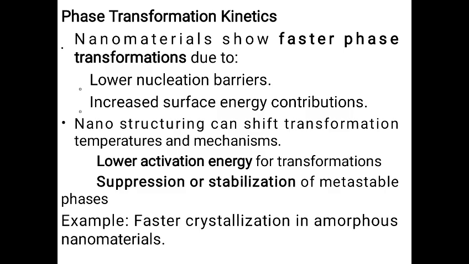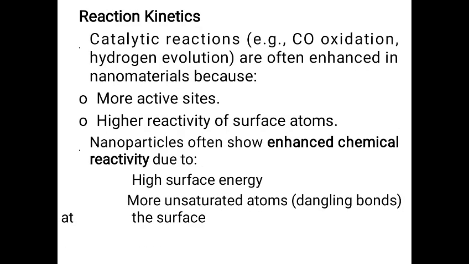Phase transformation kinetics. The nanomaterials show faster phase transformations due to lower nucleation barriers and also increased surface energy contributions. Nanostructuring can shift transformation temperatures and mechanisms, and lower the activation energy for transformation. Suppression or stabilization of metastable phases also can be the reason for the temperature and mechanism change. Example, faster crystallization occurring in amorphous nanomaterials.